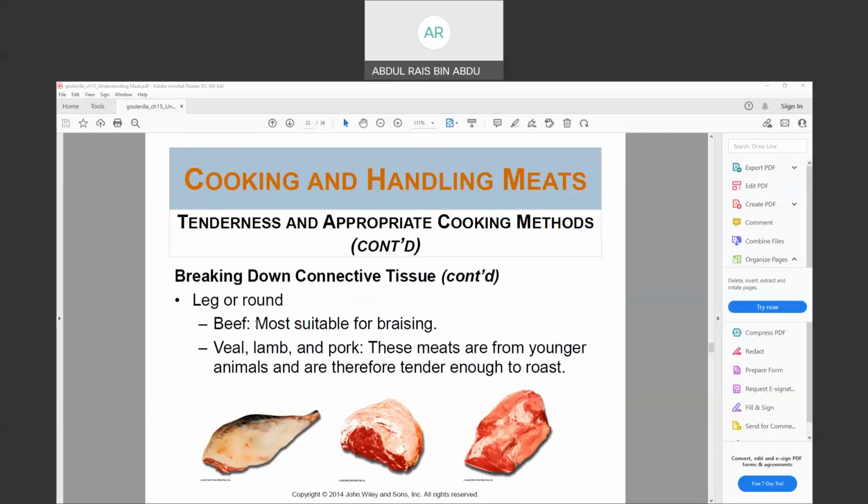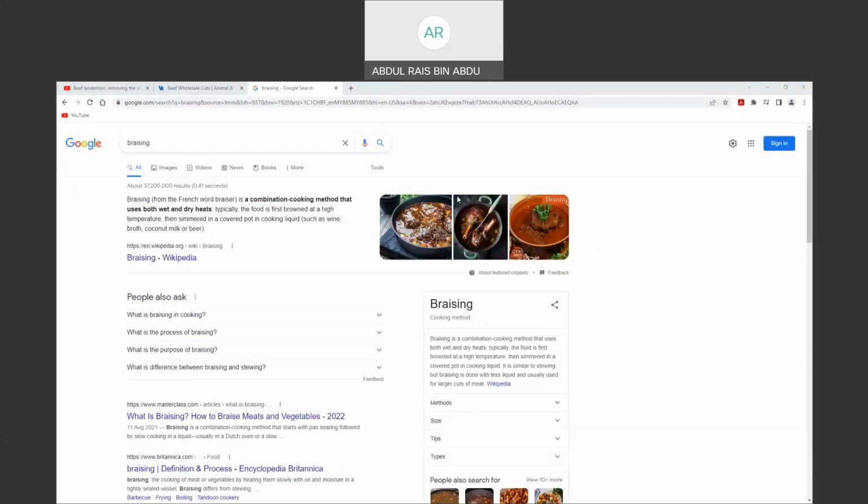That's what braising is all about, meaning the beef is cooked. Okay, tak apalah, saya tunjuk contoh bagaimana braised product looks like. Okay, kalau based on definition, dia kata braising is a combination cooking that uses both wet and dry. Typically, the food is browned at a high temperature, then simmered in a covered pot in a cooking liquid. Okay.